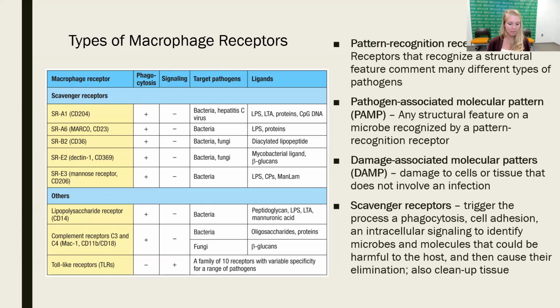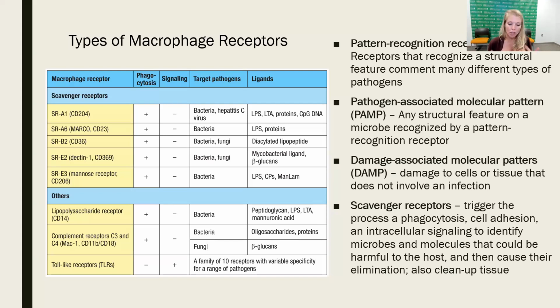Now, if that pattern is associated with a microbe, then we're going to extend that definition and we'll call it a pathogen-associated molecular pattern, or a PAMP. There's a lot of different types of PAMPs. Like if you've taken microbiology, you've probably heard about peptidoglycan. You've probably heard about lipopolysaccharide. Those are unique to bacteria, and those are patterns that can be recognized by these receptors.